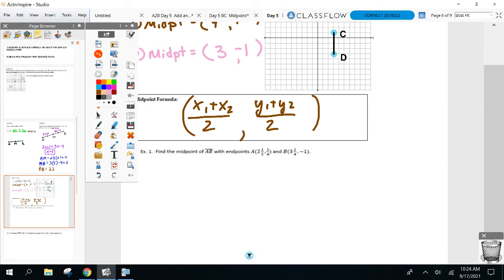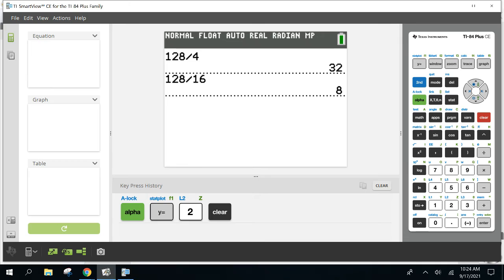Hopefully you guys aren't scared off by these crazy fractions, huh? Find the midpoint of AB if A's got this and B's got that. I don't feel bad because I don't know if you guys realize or not. Did you know your graphing calculators, you can put these type of fractions in? Called mixed fractions. Here you go, real quick.